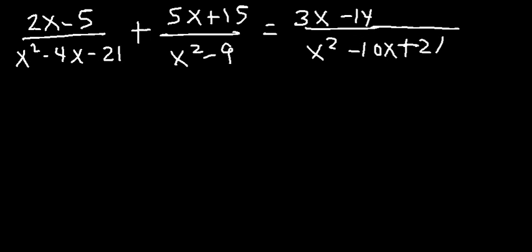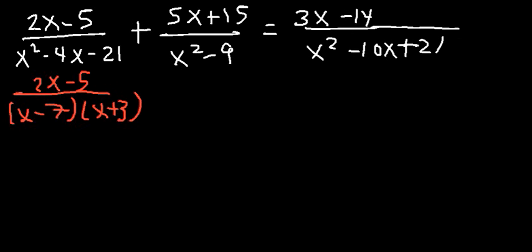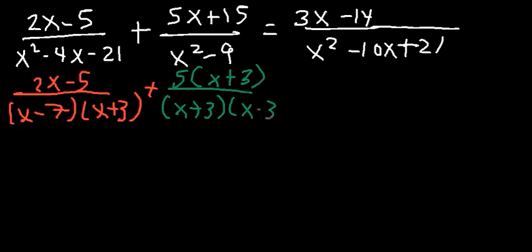So the first thing you want to do is factor every expression. Two numbers that multiply to negative 21 but add to negative 4 are negative 7 and positive 3. Negative 7 plus 3 is negative 4. Now in the numerator we can take out a 5, so we'll have x plus 3. And x squared minus 9, that's the difference of perfect squares. We can factor it as x plus 3, x minus 3.